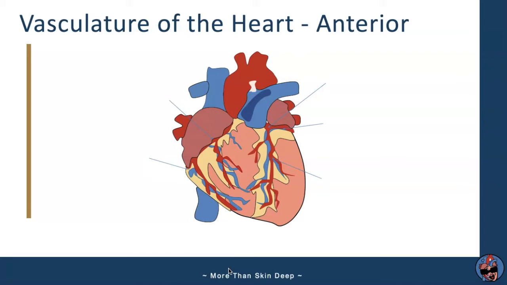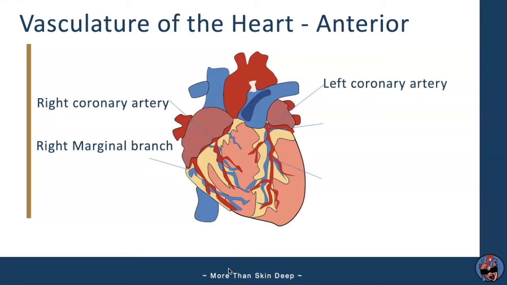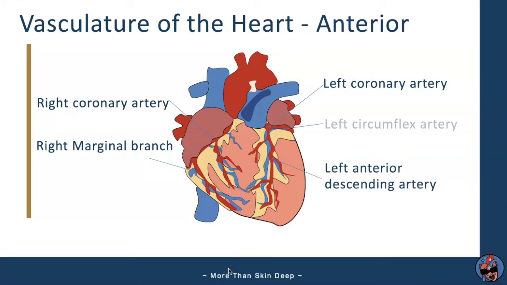Your right coronary has a longer stem, curving around your tricuspid annulus and giving off your marginal branch anteriorly. Your left coronary has a short stem before dividing into the left circumflex and left anterior descending arteries.